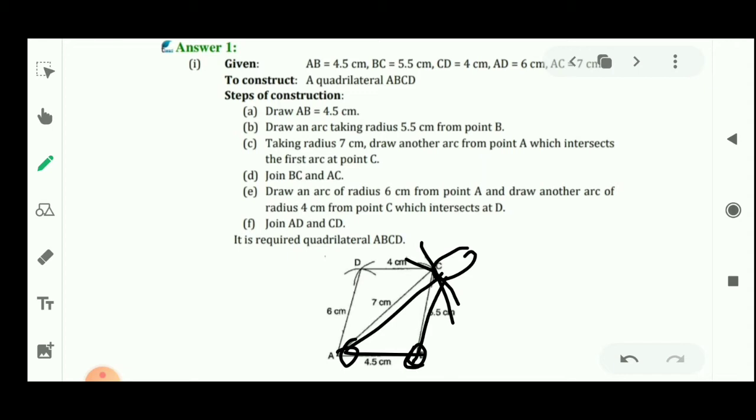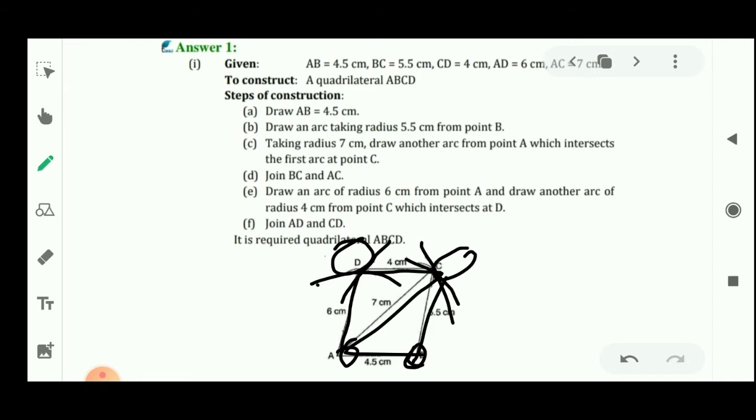Then from point C, take the radius of 4 centimeter in the compass and draw an arc like this, and from A take the radius of 6 centimeter and draw another arc like this, which cuts the previous arc at point D, students. Now join AD and CD. This is the given quadrilateral.